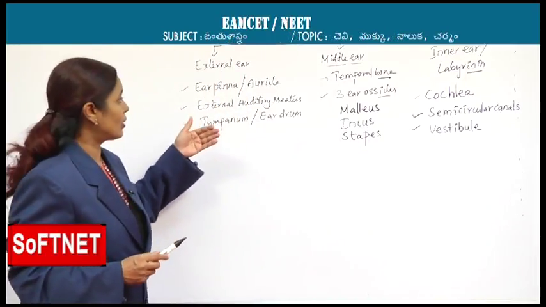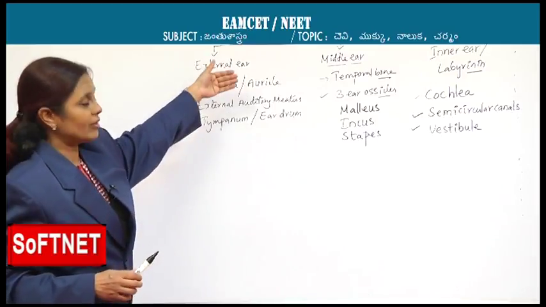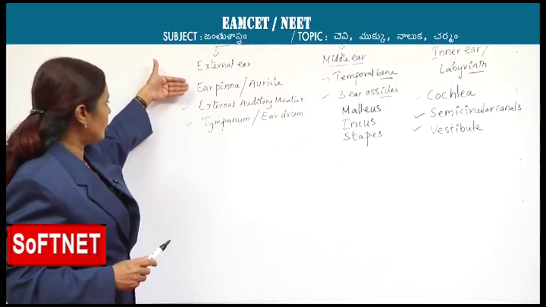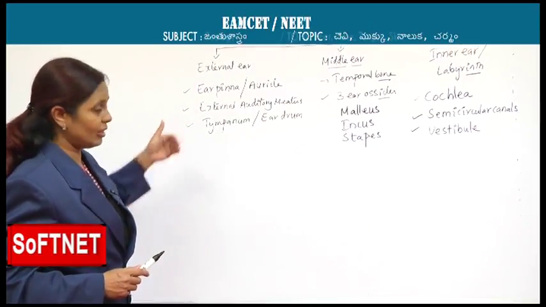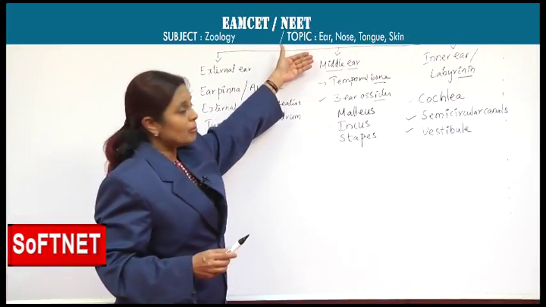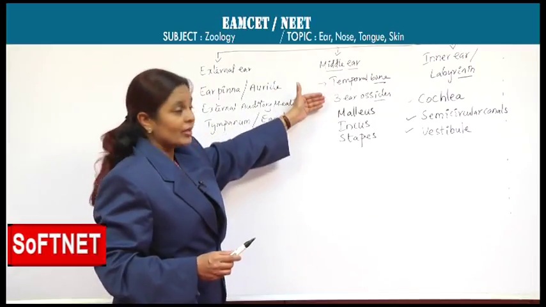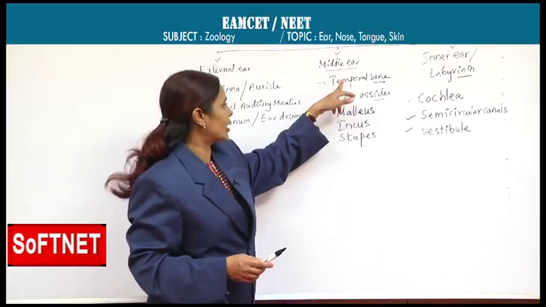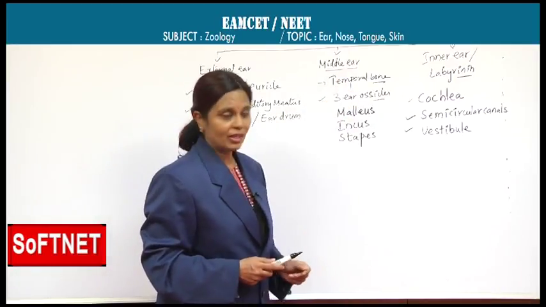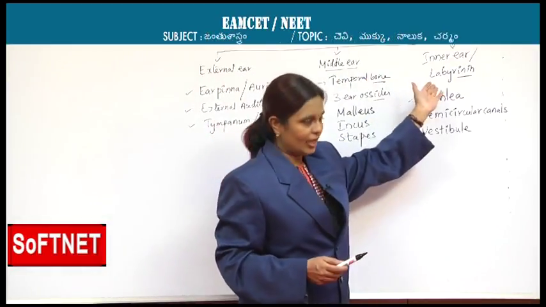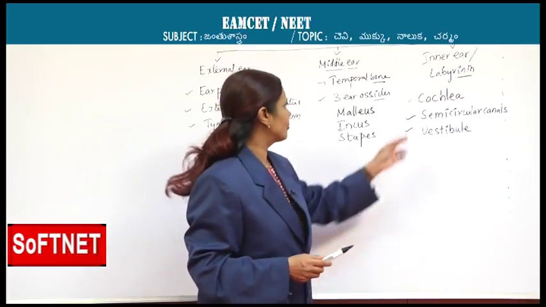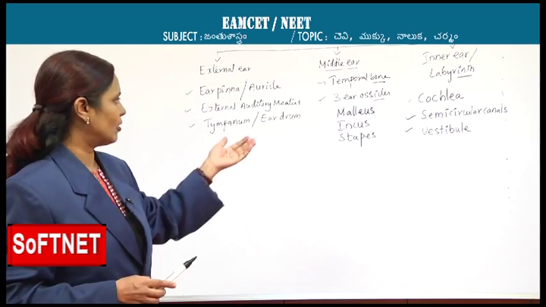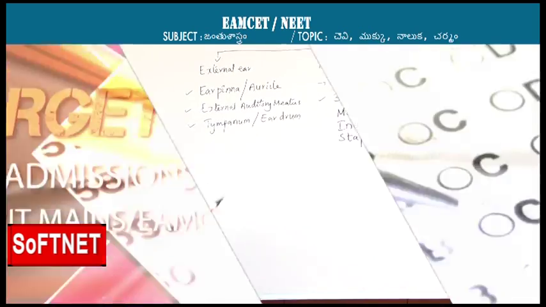So, this is the outline of the structure of the ear. External ear with ear pinna, external auditory meatus and tympanum or eardrum. Middle ear has a chain of 3 ear ossicles enclosed in the cavity of one temporal bone of the skull. Then the inner ear, otherwise called labyrinth, has 3 parts, namely cochlea, semicircular canals and vestibule.